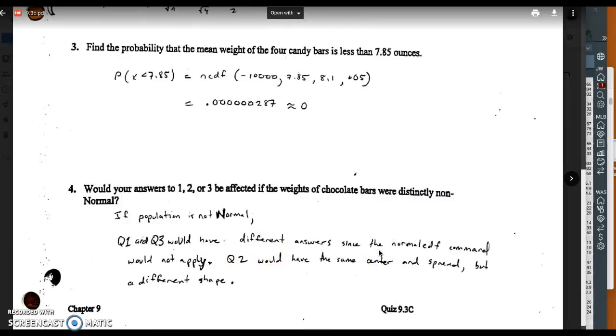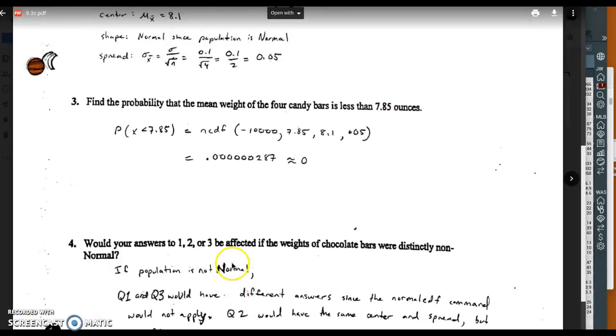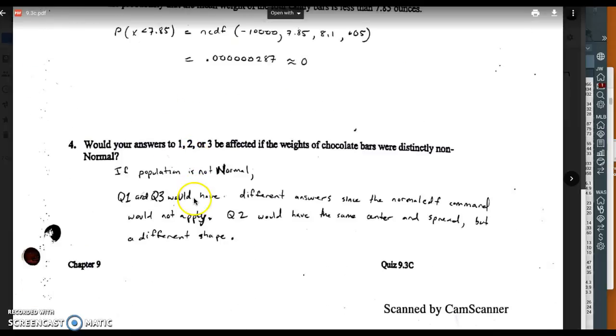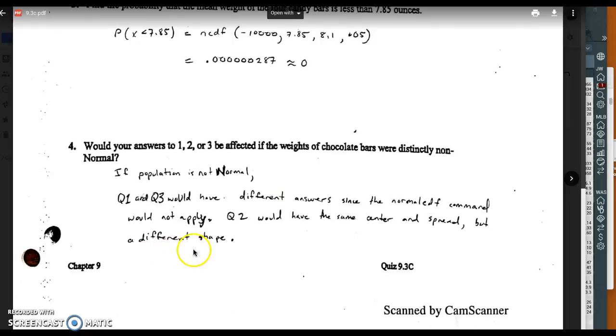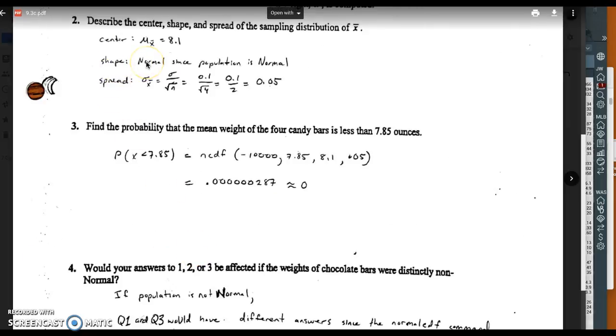We wouldn't necessarily have any idea how to find the probability of the candy bar weight being less than 7.85 ounces. However, for question 2, which asked about center, shape, and spread, the center and the spread will still be the same. But the shape will be different. It would have been a normal shape, a symmetric bell curve. Since the population is not normal, the shape of the sampling distribution will not be a symmetric bell curve.